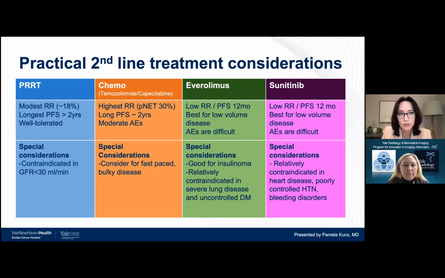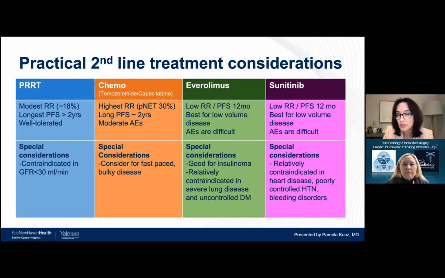I often will consider using PRRT or Lutathera or Lutathera as it's also called, in the second-line setting. It has a modest response rate of about 18%, a long PFS, and is well tolerated. We do have to take care if patients' GFR is less than 30, but we are developing more experience with that. The chemotherapy, temozolomide and capecitabine, has the highest response rate and should be considered for patients with pancreatic NETs who need an objective response. It does have higher adverse events. For older patients, I will sometimes consider temozolomide alone.